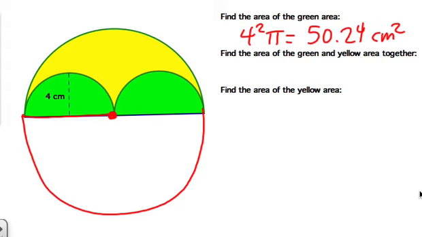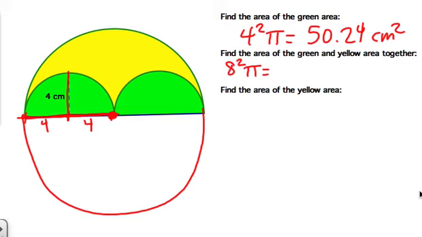Well, we know this green one from here to here is 4. That's the radius. Well, that means from here to here is also 4. From here to here is also 4. So that means all together, the radius of this yellow-green combo thing would be 8, right? Because 2 4s, 8, okay? So I'm going to do 8 squared pi, 64 times pi. And I end up getting 200.96.